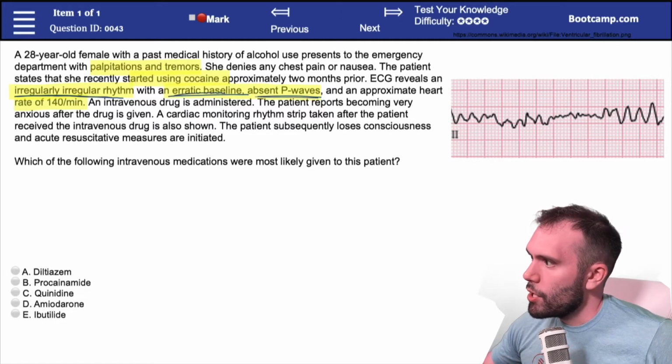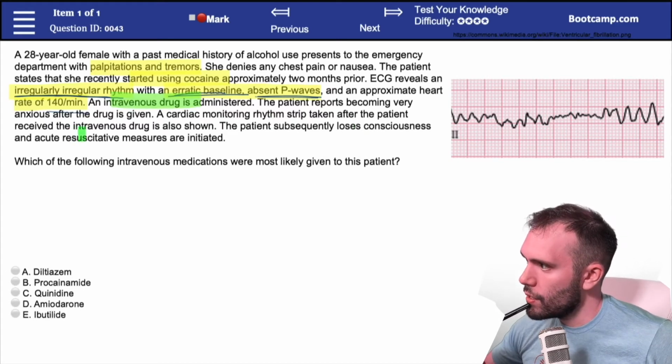Okay, so she has an approximate heart rate of 140, and an IV drug is administered. The patient reports becoming very anxious after the drug is given. A cardiac monitoring rhythm strip taken after the patient receives the IV drug is also shown.